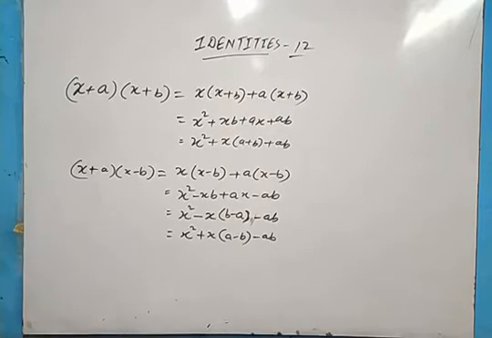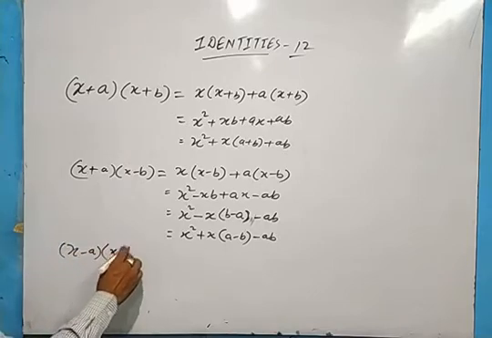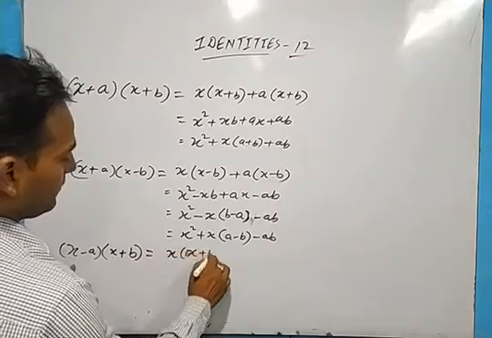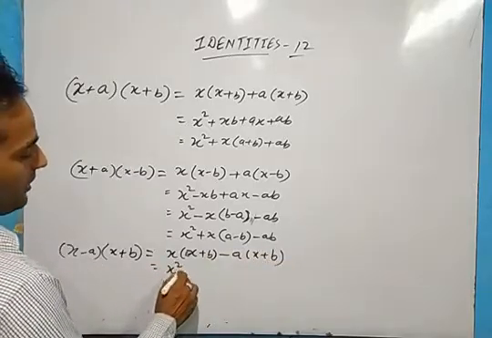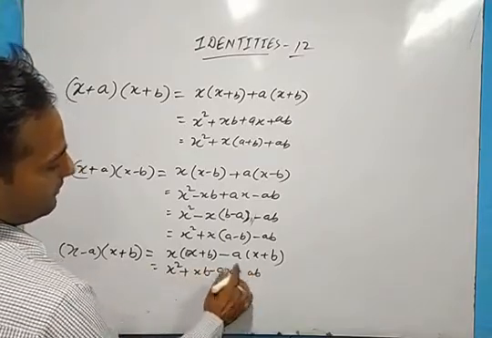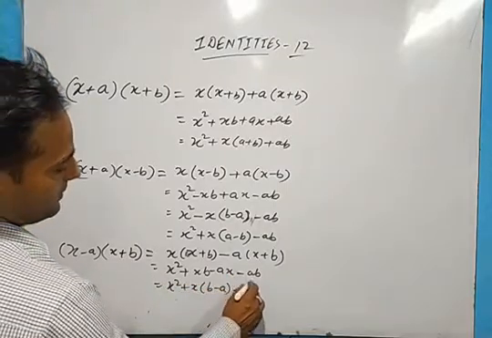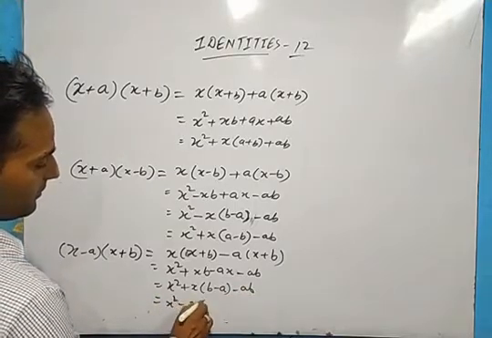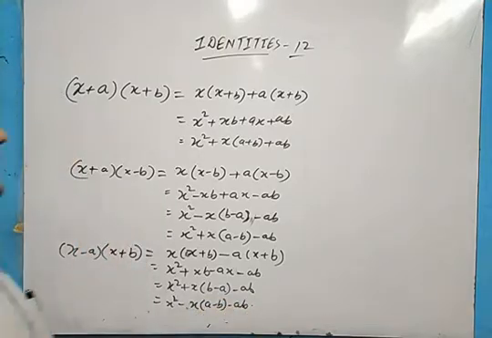Yes, if the question is (x - a)(x + b), then what? The same we will follow: x multiplied by (x + b) minus a multiplied by (x + b). So we will get x squared plus xb minus ax minus ab. So x squared, x is common, (b - a), minus ab. If you wish, you can write x squared minus x(a - b) minus ab.